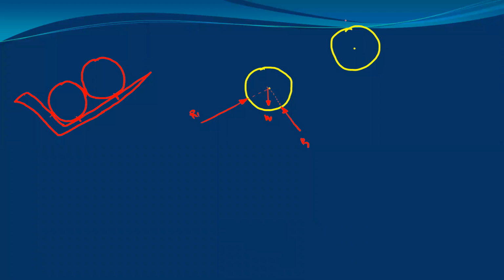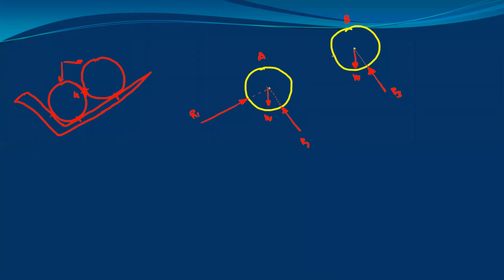Then on the sphere pipe B, this is the reaction R3. It will pass through this center. Then here we have the weight W. And there is one contact reaction. When we separate both these spheres from each other, then at this contact point, we need to show one reaction. Let us take this point as point 4.